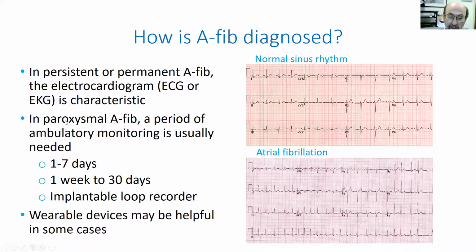In people who have paroxysmal atrial fibrillation, that is, it comes and goes, then a period of ambulatory monitoring may be needed to make the diagnosis. And this is wearing some type of a monitor for some period of time, which can range anywhere from a few days to a week or a month. And in people who have very infrequent episodes, like maybe every few months or 6 months or a year, then there are implantable devices that we can put in to monitor the heart rate and rhythm for several years. And we can pick up atrial fibrillation that way if it's infrequent.